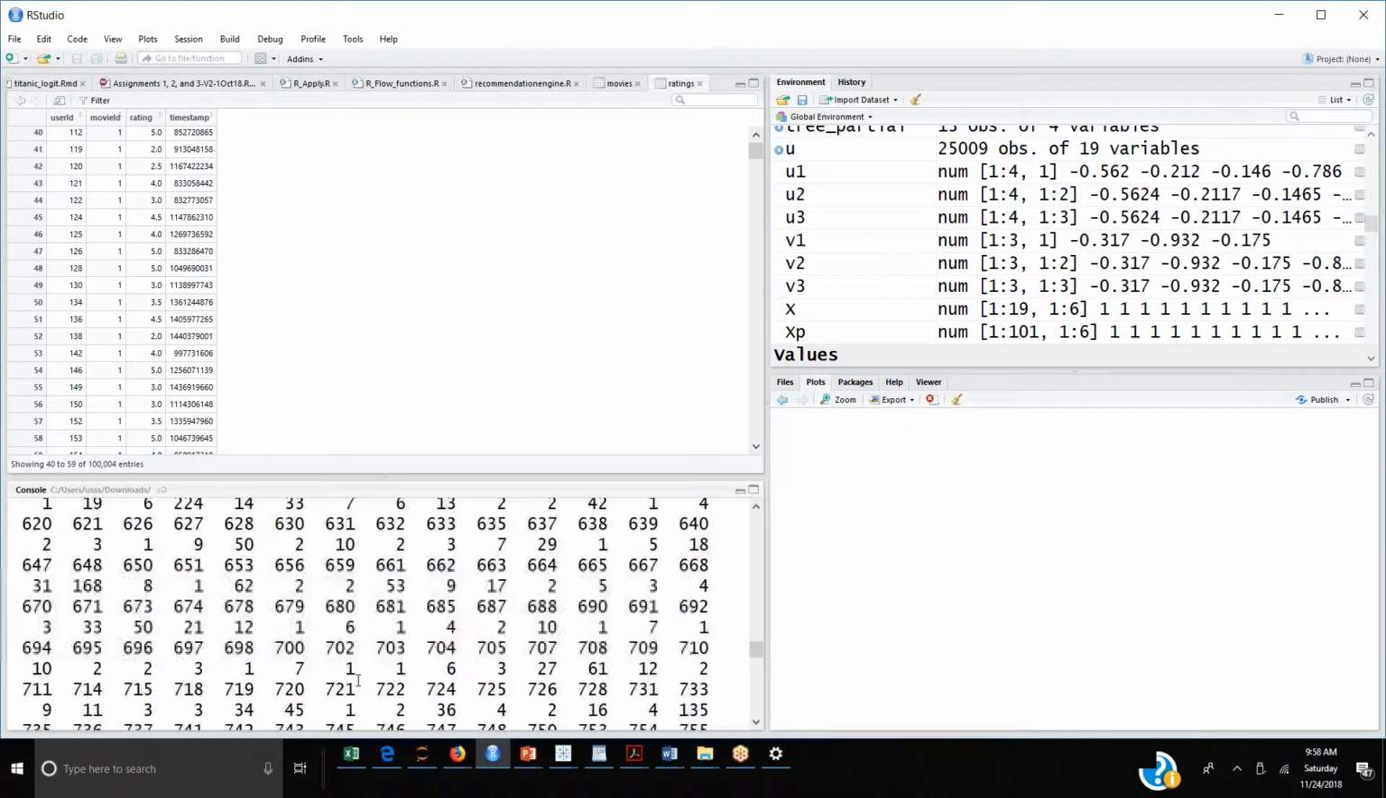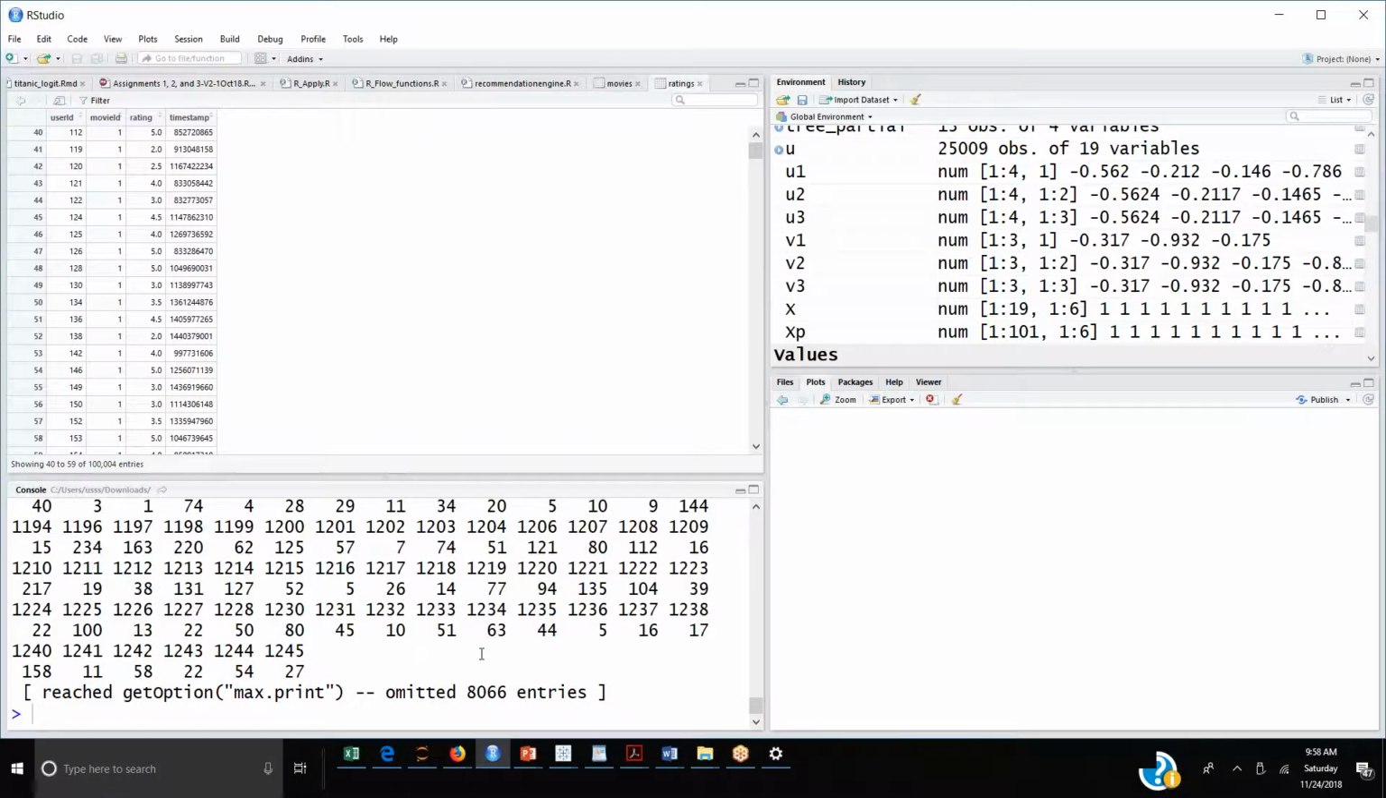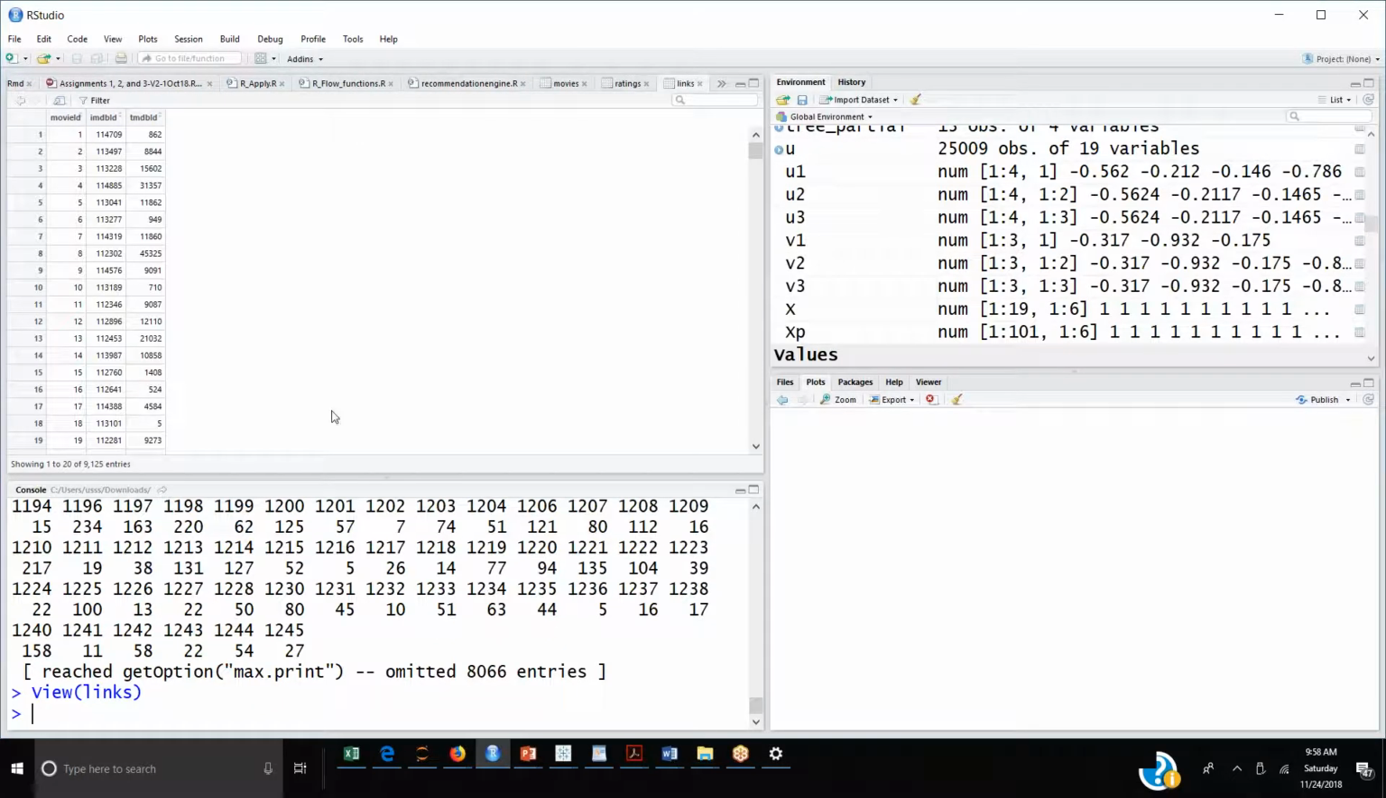Okay. I also have the link. Let's go and see what link means. View, uppercase. I think it's uppercase. View links. So basically, movie ID 1 is mapped to the IMDb database, 114709, and the Tomato database, no, another database, that is 862. It's just another link. I don't care about that.